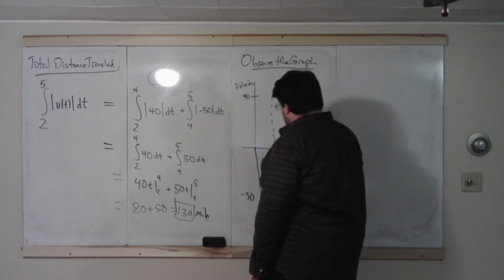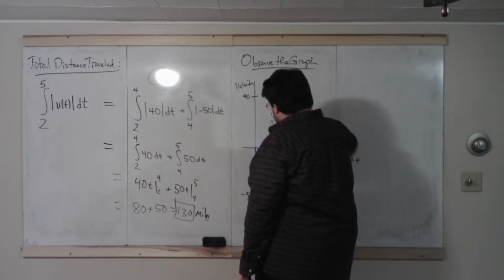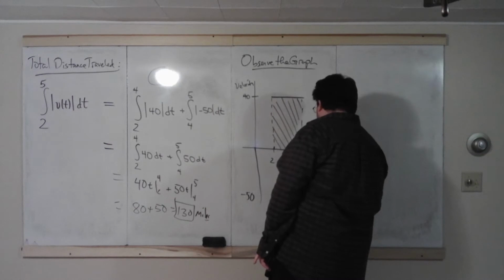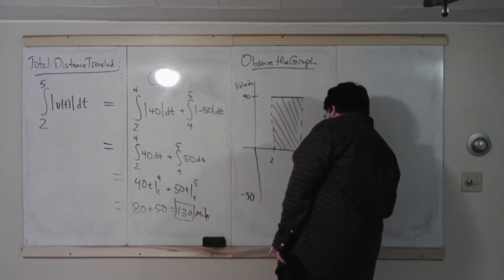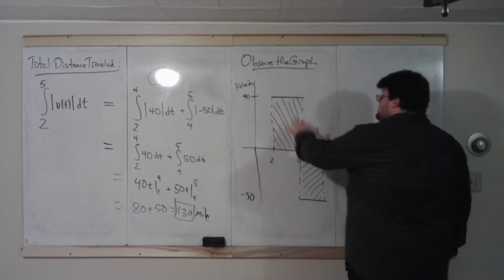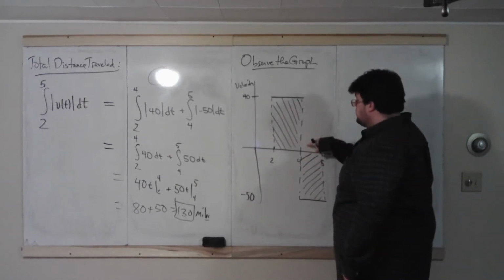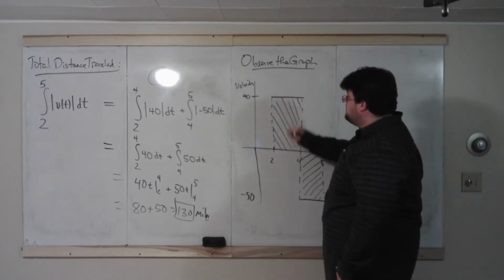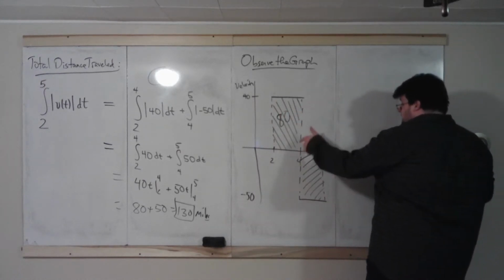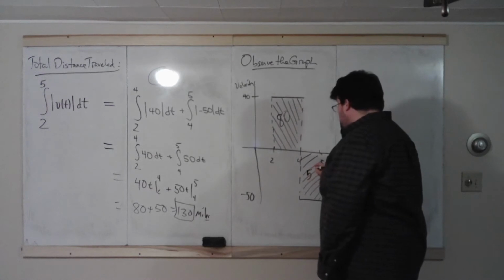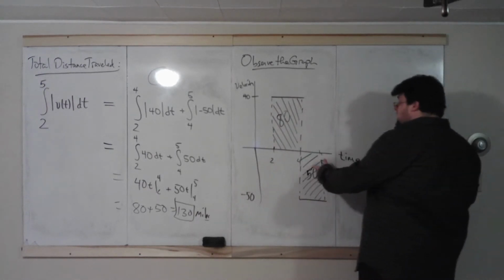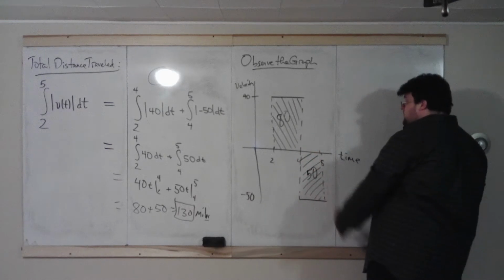Well, as mentioned before, these areas. The integral of the velocity, the net displacement, gives you this area, which is a rectangle, so it's 40 times 2, area 80, and then it subtracts this area, 50 times 1, which is 50. So the net displacement treats this as a negative, and you got 80 minus 50.